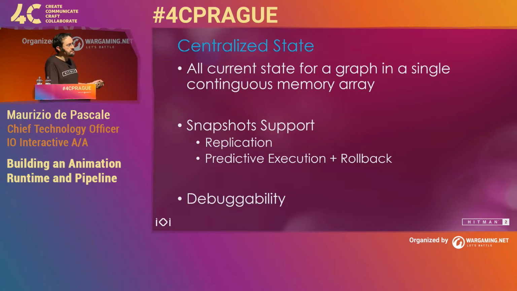Basically, we can very easily support snapshots, right? We can take a snapshot of the current state by just doing a mem copy. And in exactly the same way, we can restore any arbitrary state of the animation graph with another mem copy. So the implication is that this can be very easily used for replication. Let's say that you're in a multiplayer game and you want to resynchronize the state of your two animations. That buffer can just be sent over.